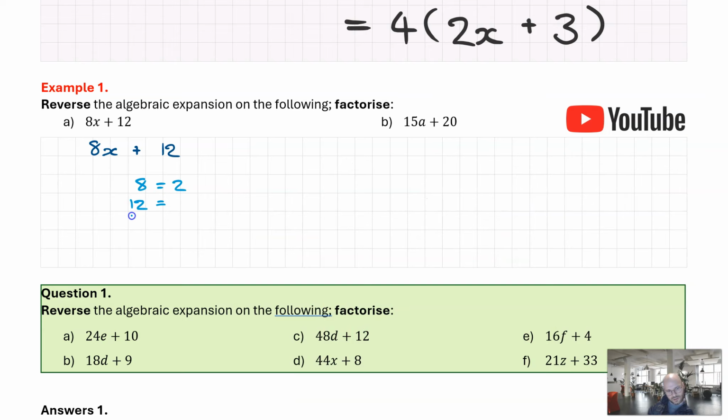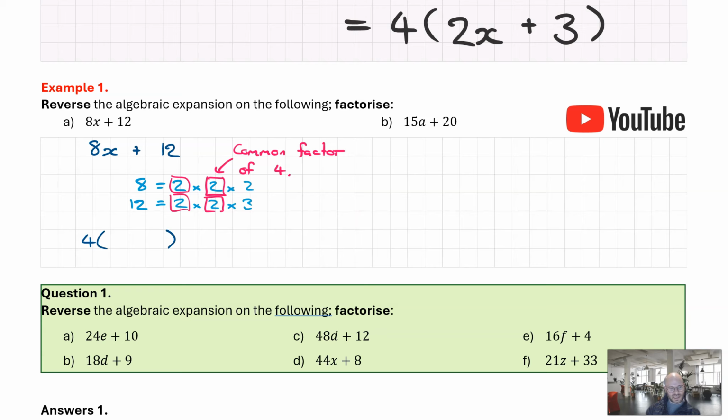So for 8, I'm going to write it out as 2 times 2 times 2, and for 12 it's 2 times 2 times 3. Next, I'm going to look at what's common. I know that the 2's are common, and I know that the 2's here are common. So I'm going to have a common factor of 4. Thus, outside the bracket, I'm going to have a product of 4, and then inside, I'm going to have my expression.